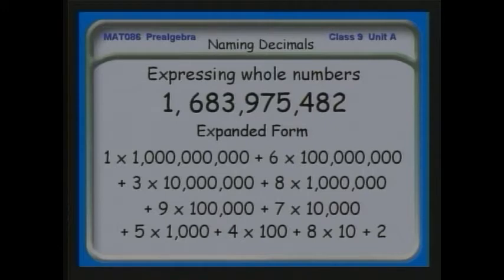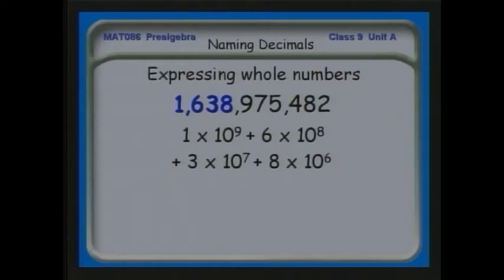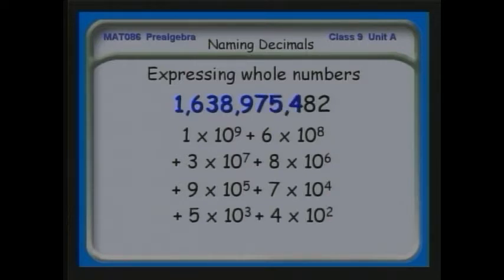Now remember, everything we can do in this form can also be expressed as powers of 10. 1 times 10 to the 9th, plus 6 times 10 to the 8th, and so forth in decreasing powers of 10 as we work from left to right. 8 times 10 to the first, and remember that if you have just a single unit, 2, anything to the 0 power is equal to 1.